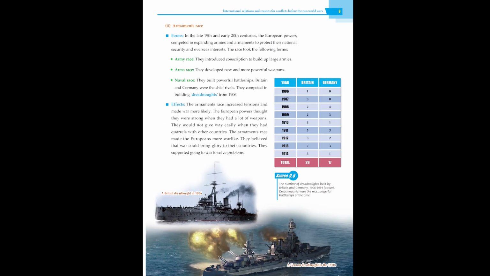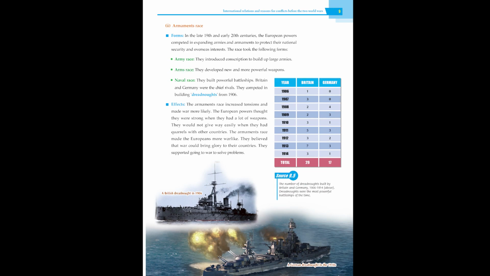2. Armaments race. Forms. In the late 19th and early 20th centuries, the European powers competed in expanding armies and armaments to protect their national security and overseas interests. The race took the following forms. Army race. They introduced conscription to build up large armies. Arm race. They developed new and more powerful weapons. Naval race. They built powerful battleships. Britain and Germany were the chief rivals. They competed in building dreadnoughts from 1906.